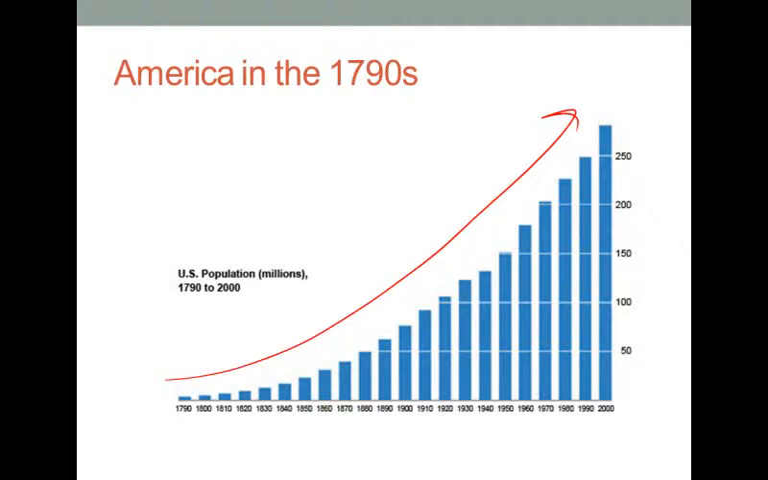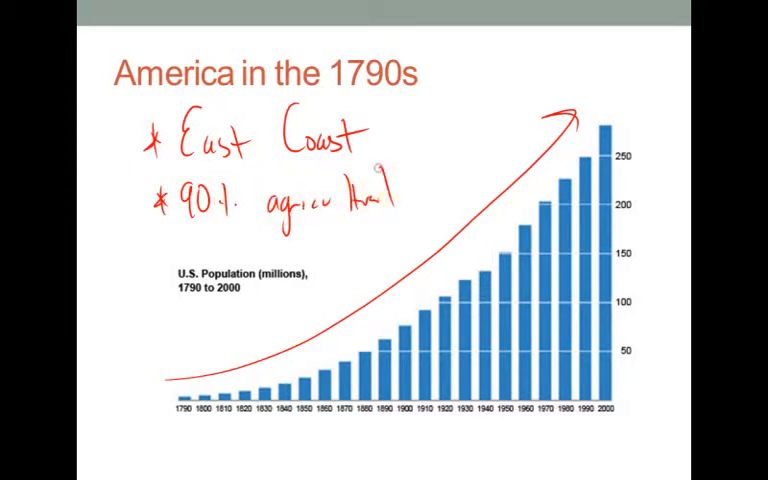Still, the vast majority of these people were still living where? Many of them were still living along the East Coast, and most of these people were also living on what? Were they living in cities? No. Where were they living? Farms. 90% of the population is still agricultural. So even though most people are living on the East Coast still, about 90% of the population is still living on farms, agriculture of some sort or another.